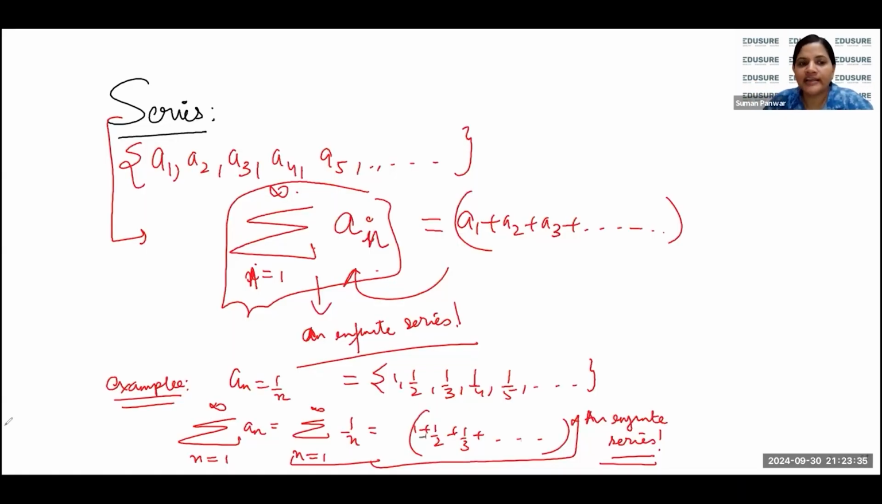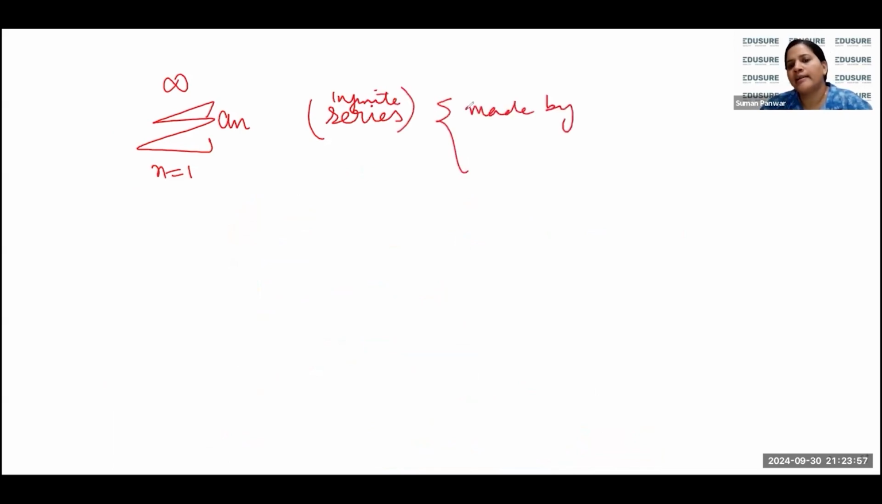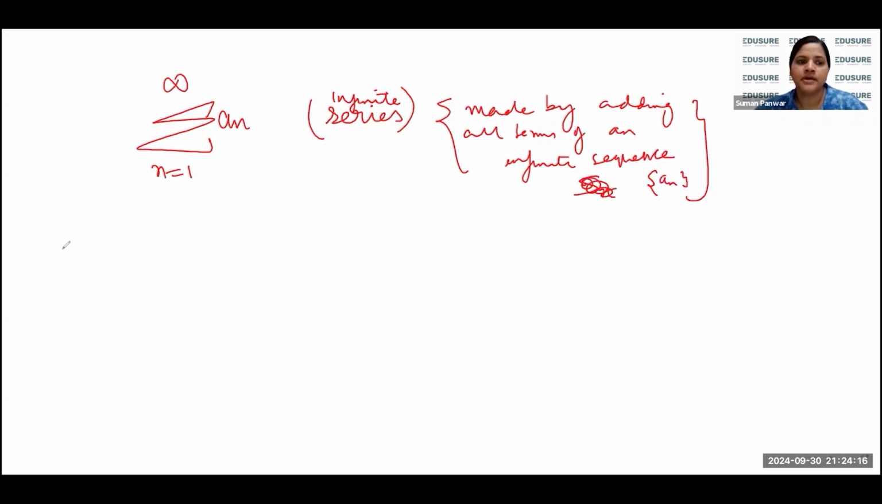So we have already decided that the sum over n going from 1 to infinity of an is called an infinite series, and it is made by adding all terms of an infinite sequence an. Okay, now in today's class we will decide when do we say that an infinite series actually has a sum, whether I can find the sum, or whether it is convergent or not.